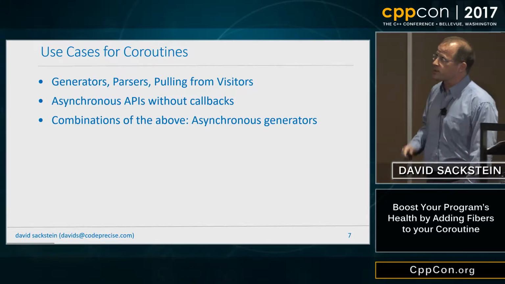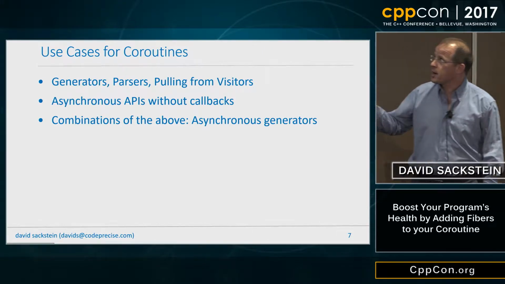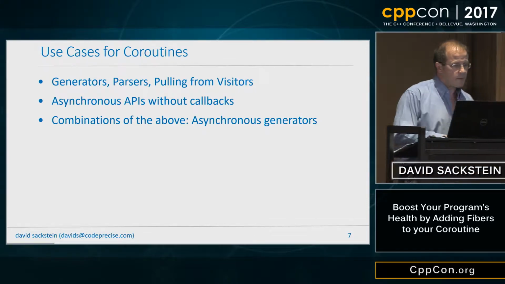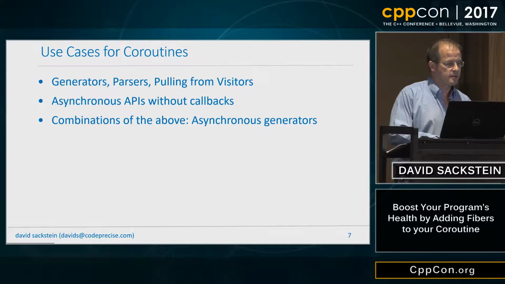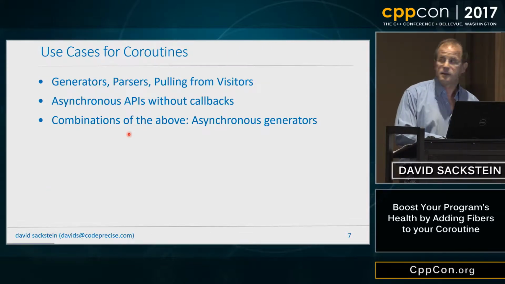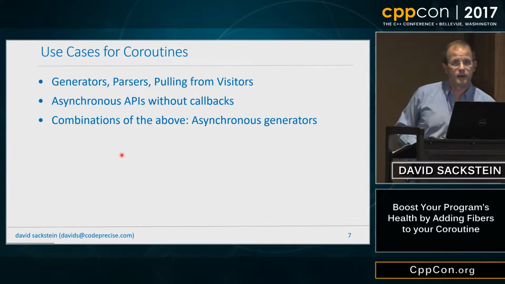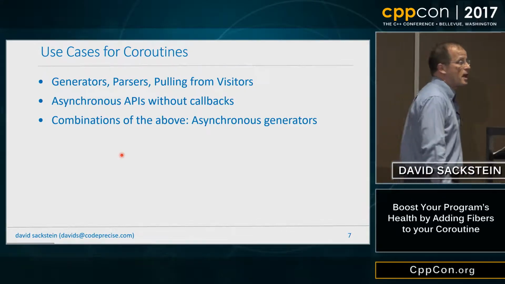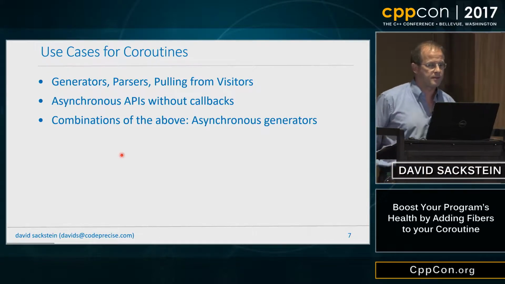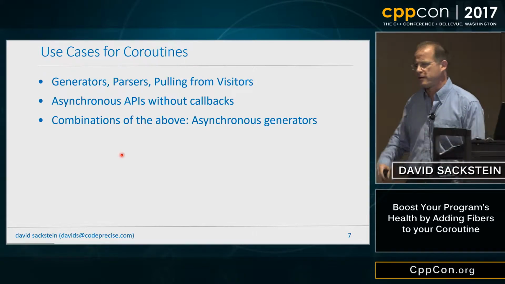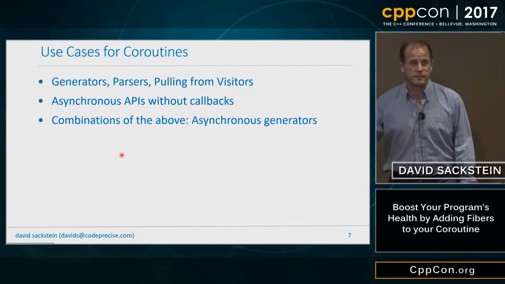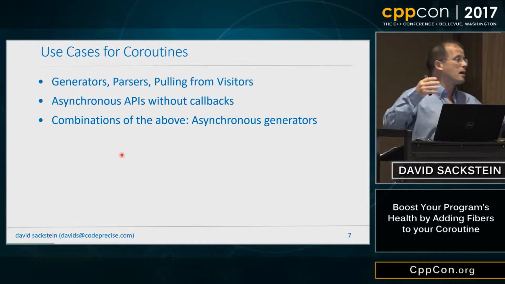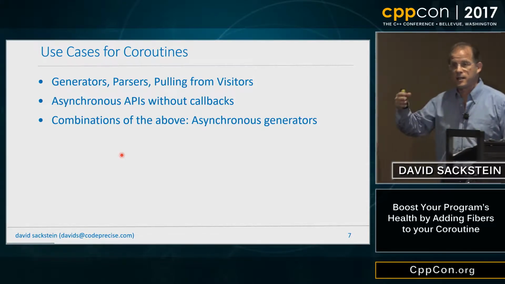And the use cases for coroutines that I want to talk about here are generators and parsers. I will mention briefly pulling from visitors as one of the examples. And the second pattern is the asynchronous APIs. That will be the focus of most of our discussion. Asynchronous APIs free of callbacks. And then, of course, there are combinations of the above. There is such a thing as an asynchronous generator, which generates sequences of information, but some or all of those are themselves awaited upon as they are asynchronous.